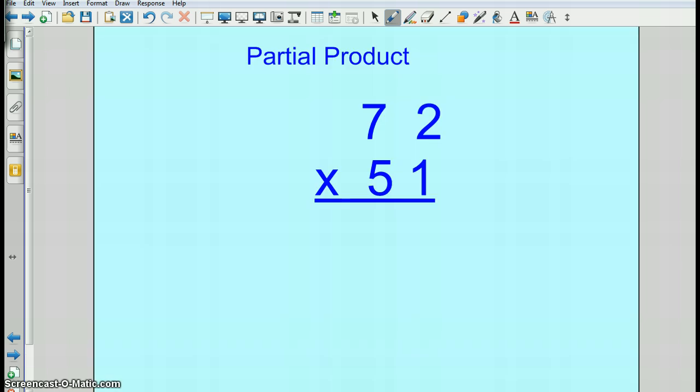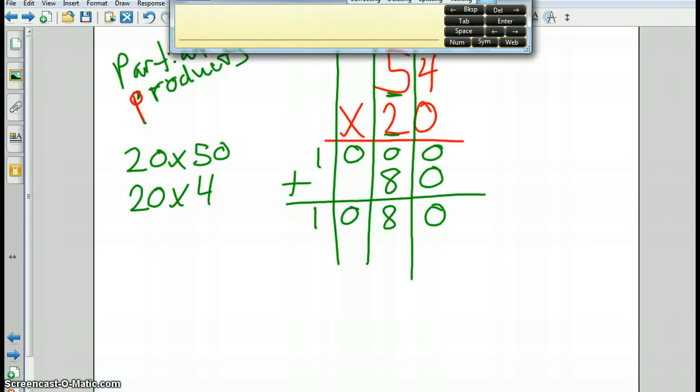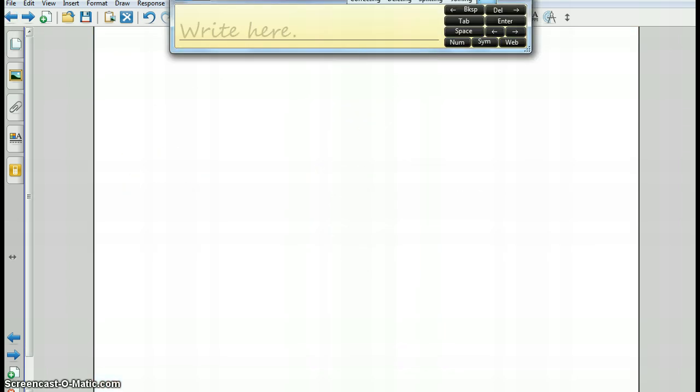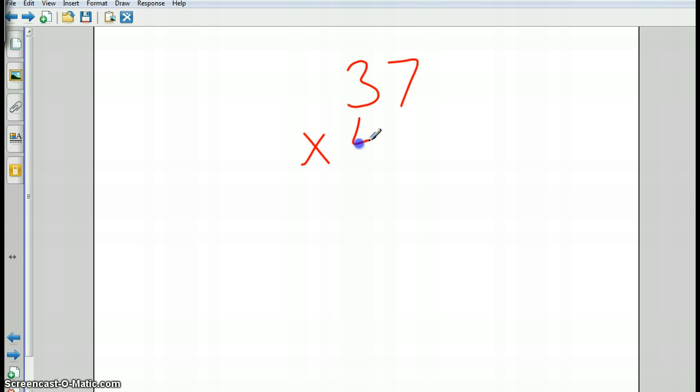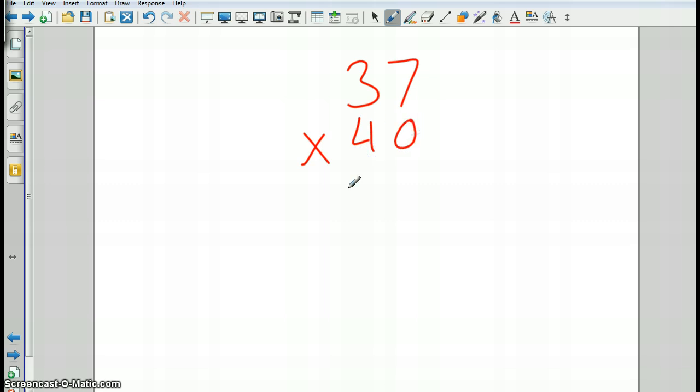Let's try this one. Maybe not that one. Let's try this next one. Let's do 37 times 40. At this point in the video, if you want to pause it and try this first, and then I'll show you how it's done afterwards. Otherwise, we can do another one together.